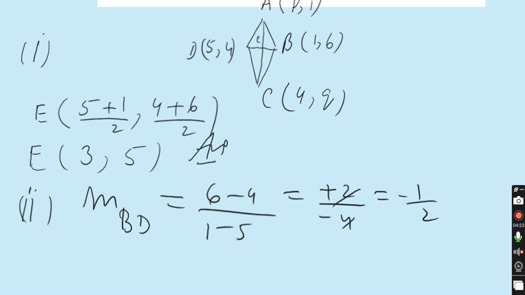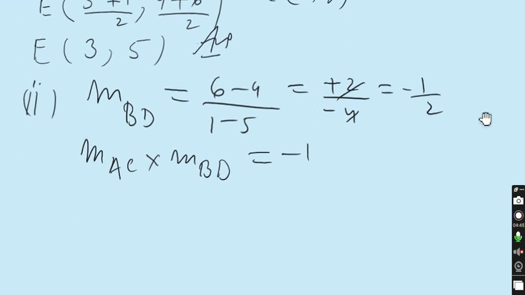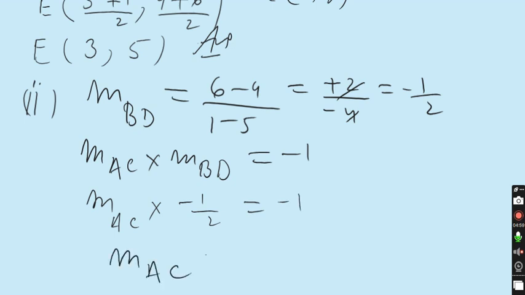Now you can see BD is perpendicular to AC. So we use the property of gradients: the gradient of AC multiplied by the gradient of BD is equal to -1, because if two lines are perpendicular, then the product of their gradients is -1. The gradient of BD is -1 upon 2, so the gradient of AC should be 2.